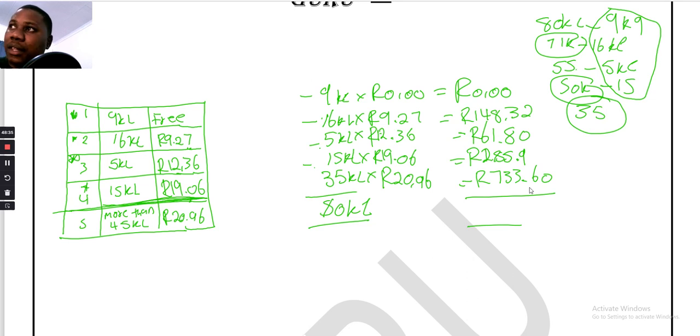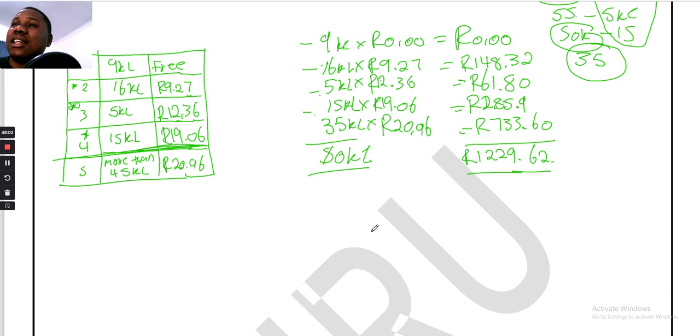That means even the total now we can add 148,32 plus 61,80 plus 285,90 plus 733,60, and then I have here 1,229,62.